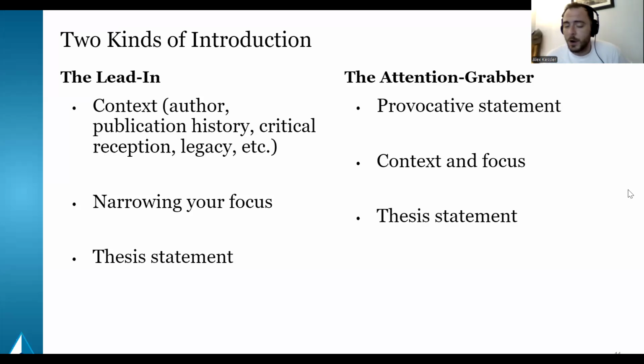Introductions are notoriously hard to write, but we have two tried and true methods here to hopefully simplify this process a little bit. On the one hand, we have the lead-in. This is your very vanilla, very typical kind of cracking into a text, in which you would start right off the bat with the context of this publication. So, the author, publication history, critical reception, legacy, etc. All things that start to work our way in.